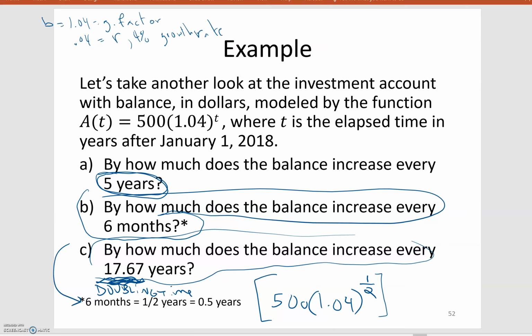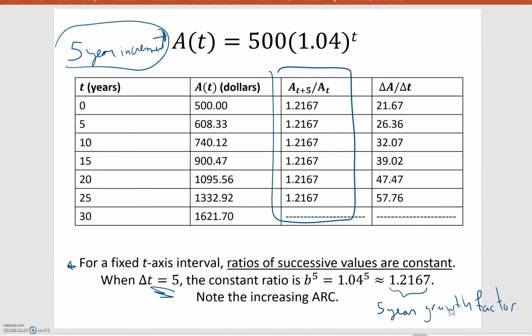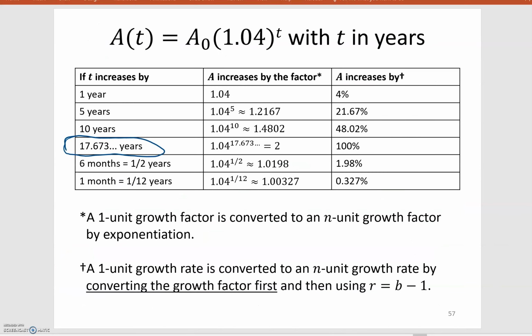And if you recall, when I was discussing doubling time, I said the doubling time is constant. So if you have a doubling time of 17 years, then that's always going to be the time it takes to double, no matter how much you had. So here we see that every 17.67 years, we have twice what we started with. So A increases by a factor of 2.